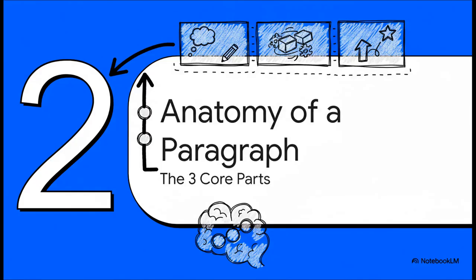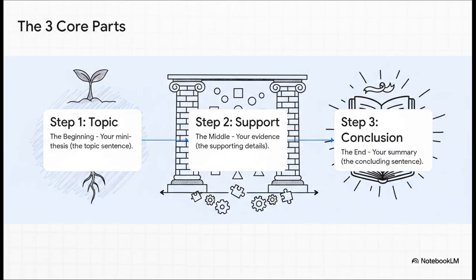All right, so if a paragraph is a mini essay, what's it made of? How is it actually built? Let's take a look under the hood and break down its anatomy. There are really just three core parts. And here they are. First up, the topic sentence. That's your beginning, like a tiny thesis statement.